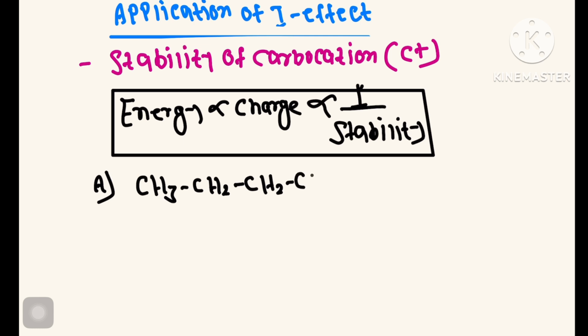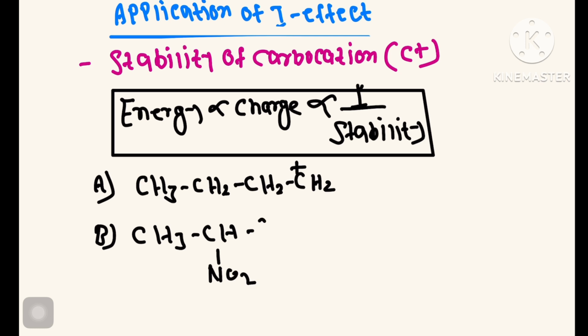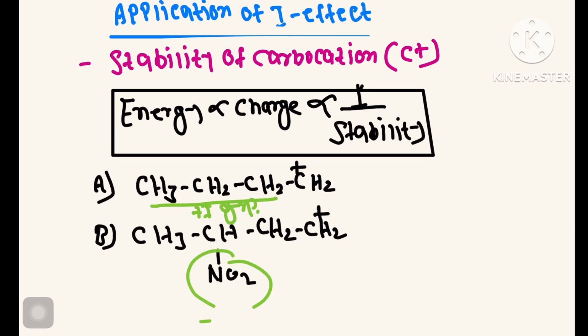CH2 and CH2 plus. If I write here B, CH3, CH, NO2, CH2, CH2 plus. So in this, here CH3, CH2, I told you all alkyl groups have plus I effect. So here plus I group. And here NO2 minus I group.